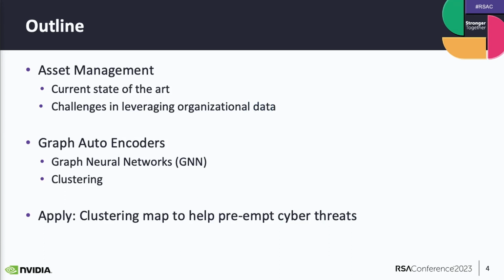So this is what we plan on talking about today. First, we'll start by defining what is asset management and why you should care about it. Then we'll talk about some of the current approaches and challenges associated with this domain. Next up, we'll talk about graph autoencoders and clustering, which are the AI techniques we use for this solution. And finally, we'll see how you can get started with this approach to map assets in your own organization and detect cyber threats.